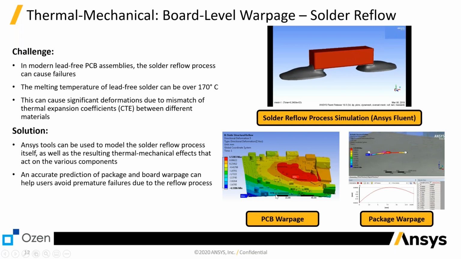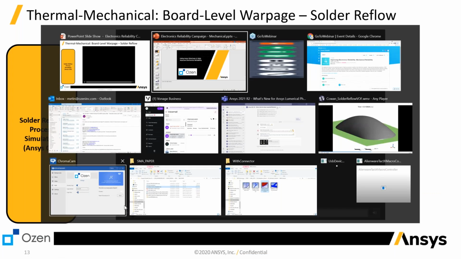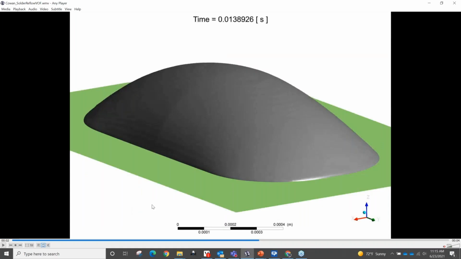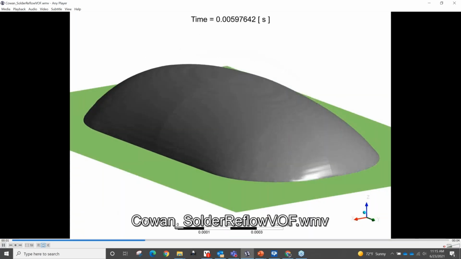And this is important because, again, it's going to affect the warpage, the package or the PCB warpage calculations and predictions. And also, just to show you another one, this is a paper that we presented many years ago.